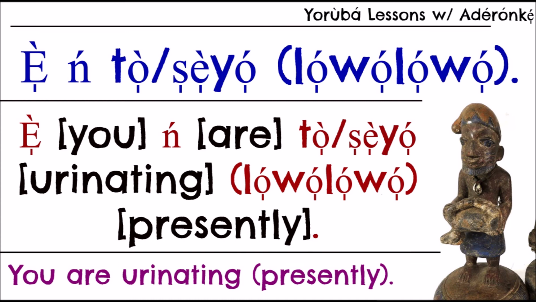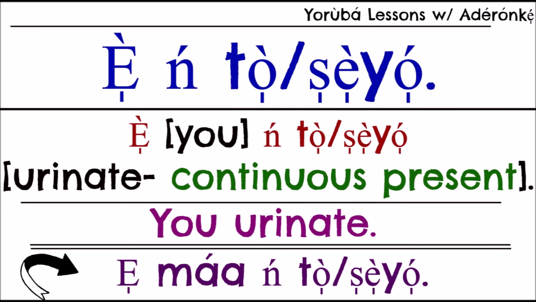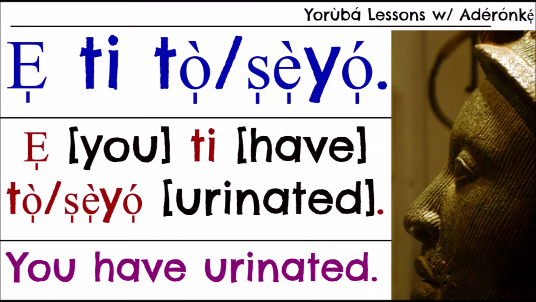And if you say ento and sheyo, excluding the lowo, you could be saying you urinate and you could be saying you're urinating. But when you include the lowo, you're saying right now you are. So in this case, it's ento and sheyo, you urinate. Or you could say eman to, eman sheyo, you urinate. And then you could say etito or etisheyo, and that is you have urinated.